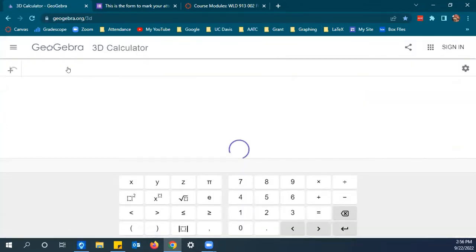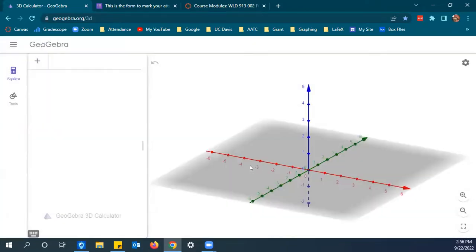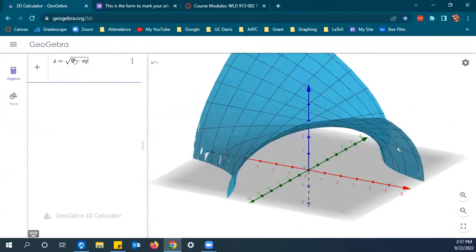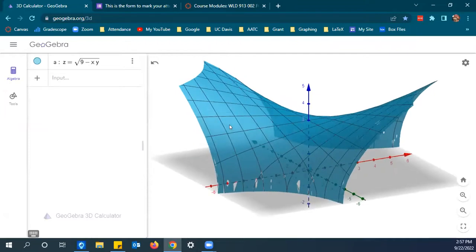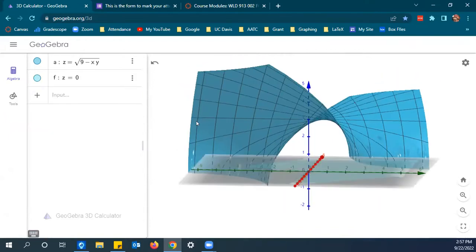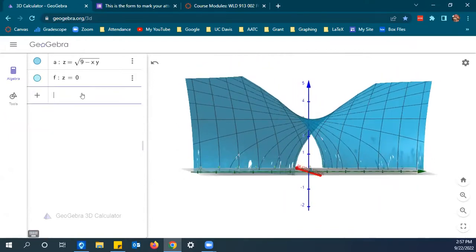You can totally graph this. What was it? z equal to the square root of 9 minus xy. Cool. Look at that. Now you can totally see what I was talking about, I think, right? In fact, let's find some level curves. Let's go higher.